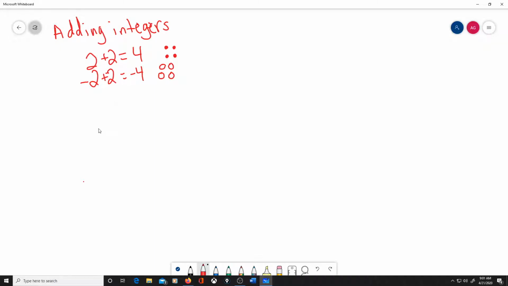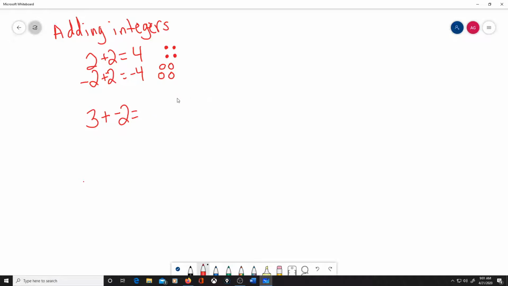Well, let's see what happens when we start adding things that have different signs. So 3 plus -2. Okay, so let's look at this. We've got 3 positives, and we've got 2 negatives. And so if we think about that in the way we looked at it before, the bigger one is positive, the smaller one is negative, so our outcome should be positive. We should keep the sign of the bigger number.